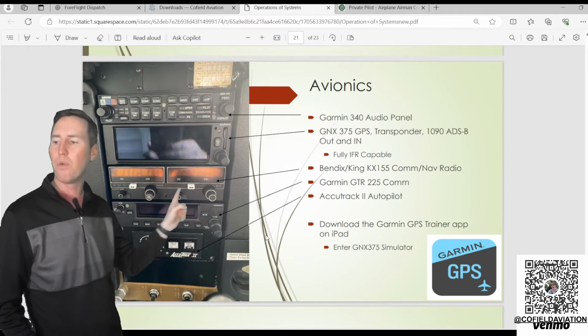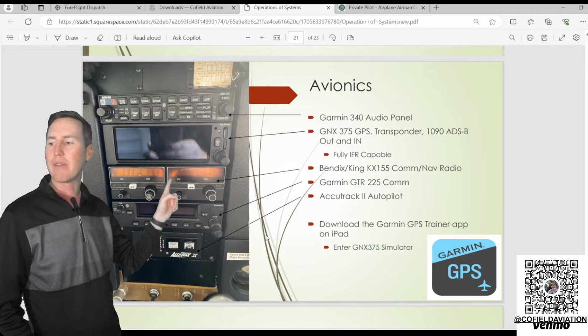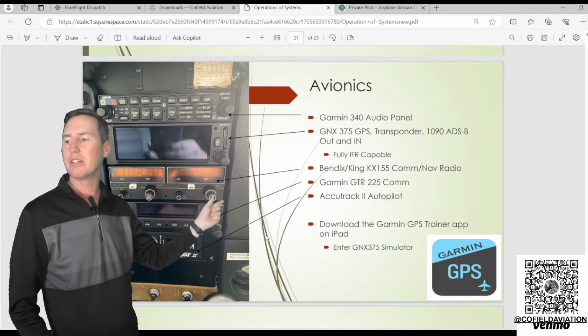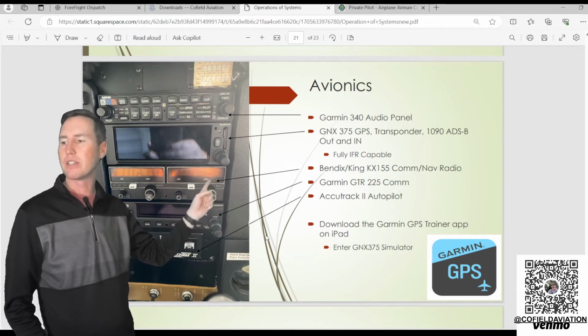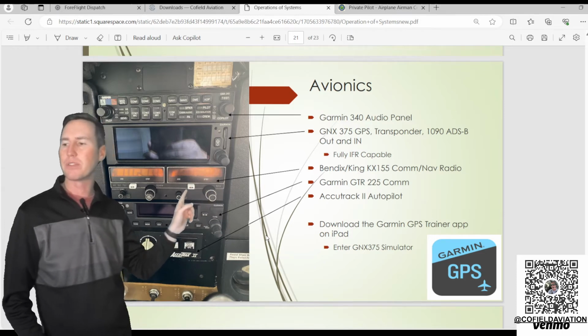This is our nav 1. So this is where we would be selecting VOR frequency. We have the active frequency here and a standby here. So when we're changing frequencies, we're changing the standby. So this is nav only. You're going to be focusing in on this after your solo.